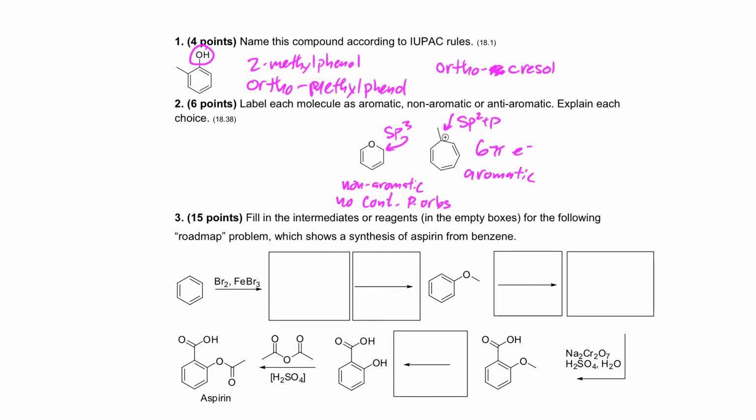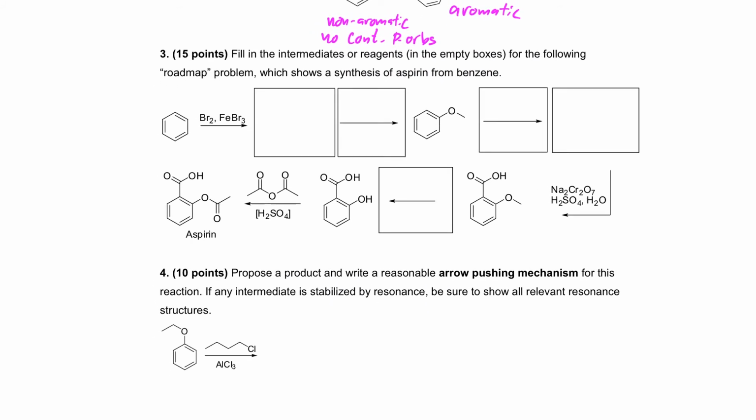On to number 15. This is a roadmap problem, so just fill in the boxes. The first step involves bromination of the benzene ring, and then somehow we get the methoxy on the end there. So the first answer, that's pretty straightforward. Not many people had trouble with that. That's great. So we got our bromine there.